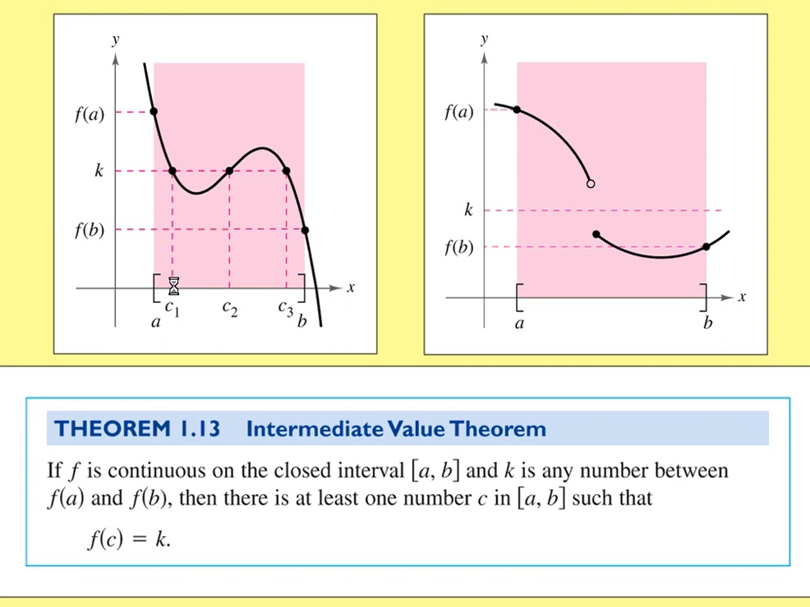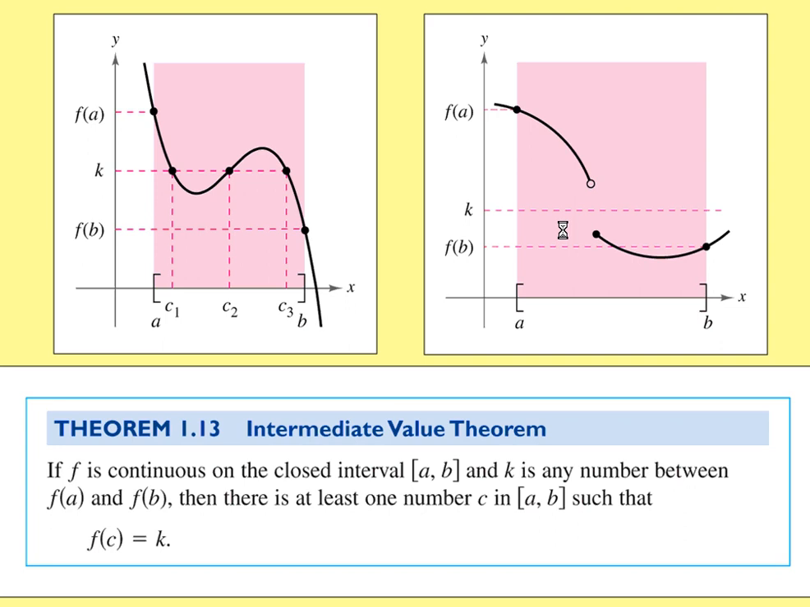Okay, I'm losing my cursor. So here it is. Again, they're using an interval on the y-axis. They're using a continuous function to create an interval on the x-axis. And they're saying if you pick a point in between these two on the y-axis, we're going to call it k, trace it across to the curve, trace it down, this x value will be between the a and b.